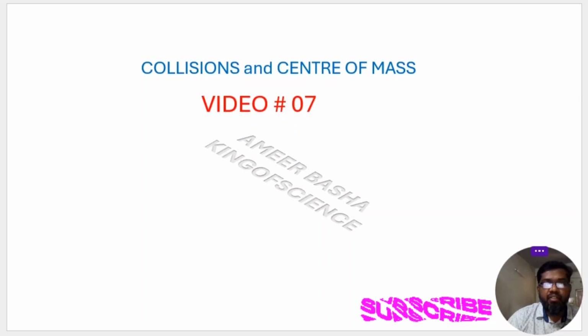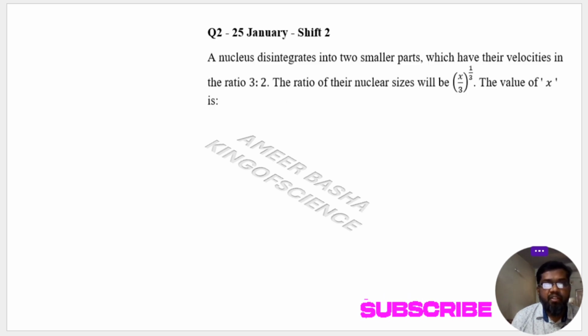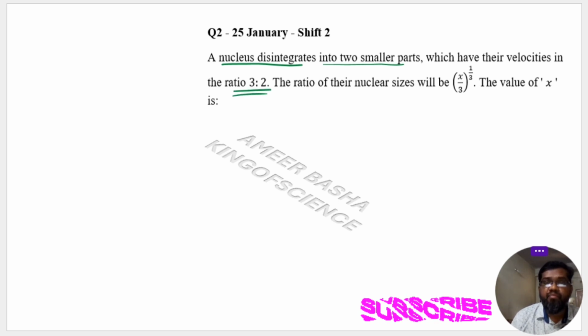Let us take a problem on collisions and center of mass topic. This question appeared in IIT-JEE Mains 2023. So the question is as follows. A nucleus disintegrates into two smaller parts which have their velocities in the ratio 3:2. The ratio of their nuclear sizes will be. So we need to calculate the size of the nucleuses.